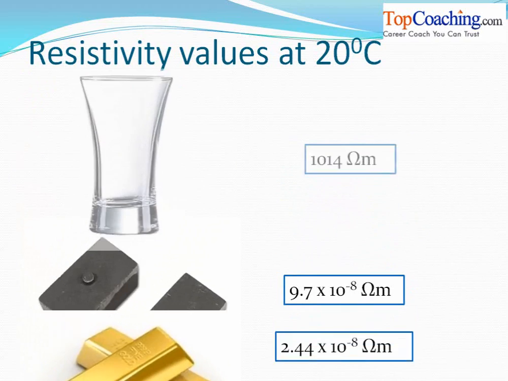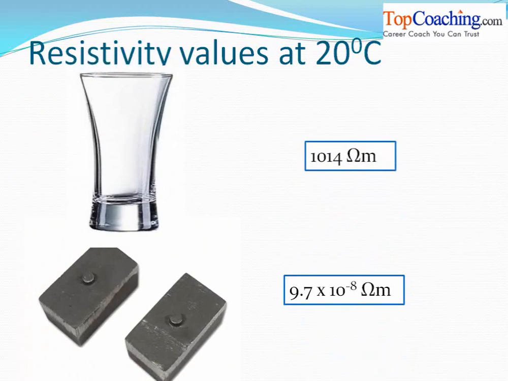If you take glass, glass offers immense resistance to the flow of electric current. In fact, have you ever seen electric wires made of glass? Never, because glass is an insulator. So the resistivity of glass is 10 raised to 14 ohm meters.